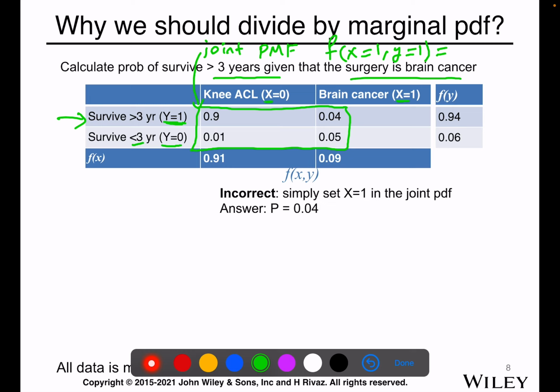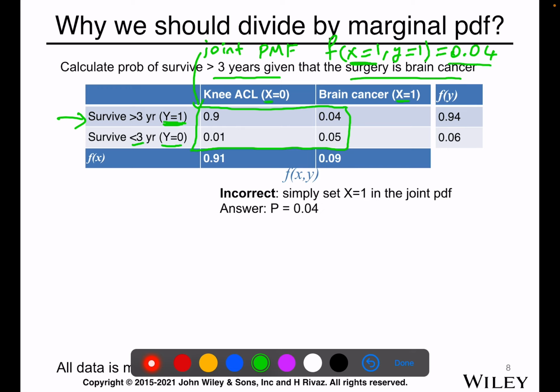What is it? 0.04. Exactly, 0.04, right? So it's 4%. So it's incorrect to simply plug in, if you want the probability of surviving more than 3 years, given that this is a brain cancer surgery, to say, okay, I know it's a brain cancer surgery, so I'm going to plug in x equal to 1, and then look at what represents my answer. So y equal to 1 represents my answer, so the chance is 0.04.